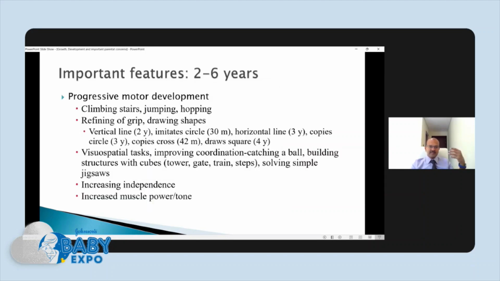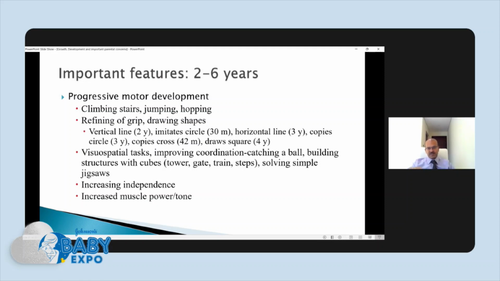So as the child gets older, the task becomes more complex. So you expect a child to start climbing stairs, jumping, hopping, and the grip starts refining and they can start drawing shapes. They can mimic a vertical line by 2 years. They can draw a circle by 30 months. They draw a horizontal line by 3 years and so on. So they can also use building blocks to make tower, gate, train, steps in order. So more complex tasks take time. Sometimes they imitate what you're doing first before they can do it on their own.